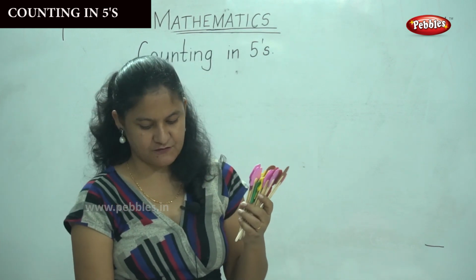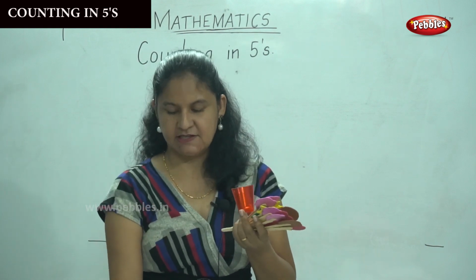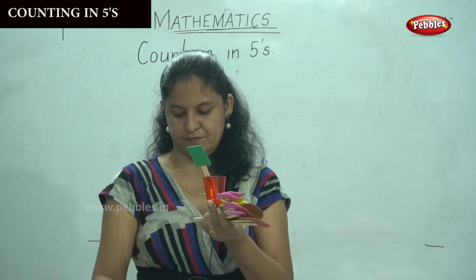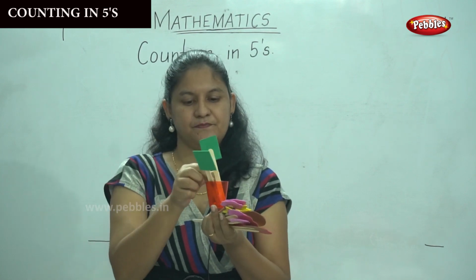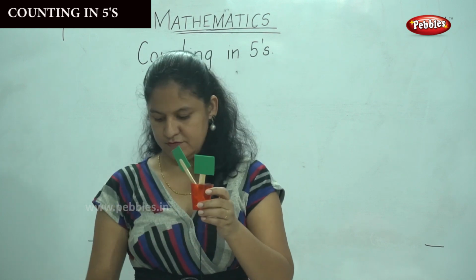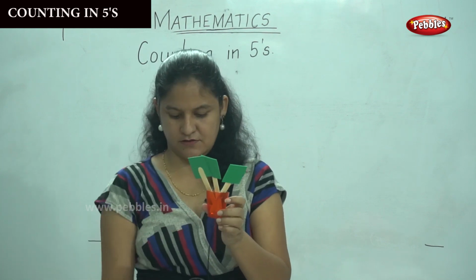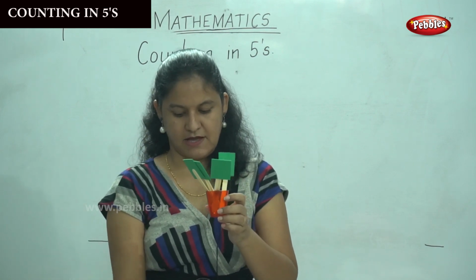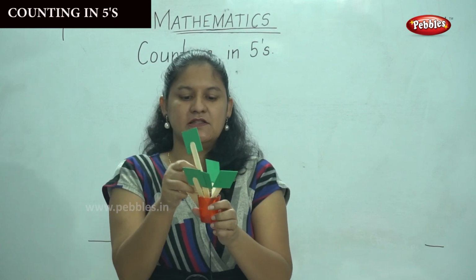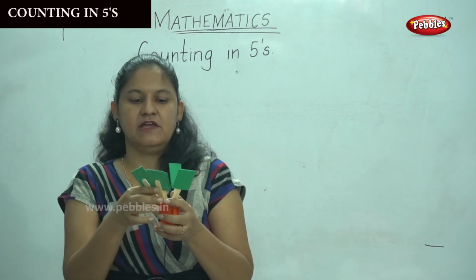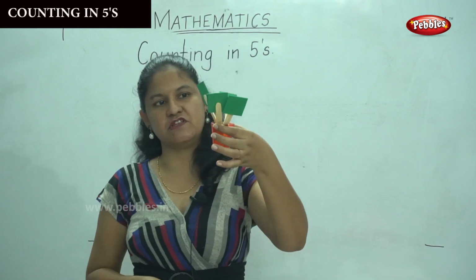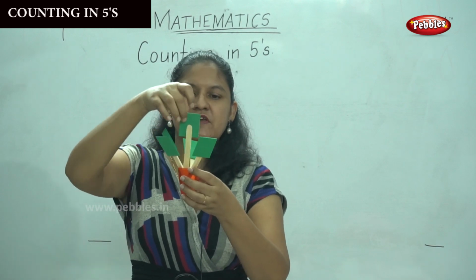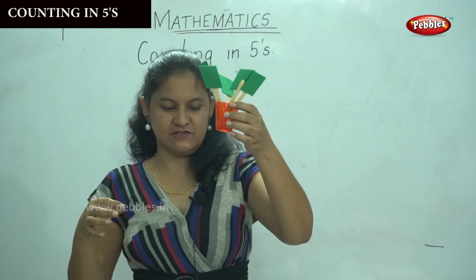I'm going to take the first cup and place the first ice cream, which is green in color. So 1, 2, 3, 4 and 5. So I'm grouping the ice creams into 5 each. In each group it will be 5 of the same color and shape. So I have 1, 2, 3, 4 and 5 ice creams.